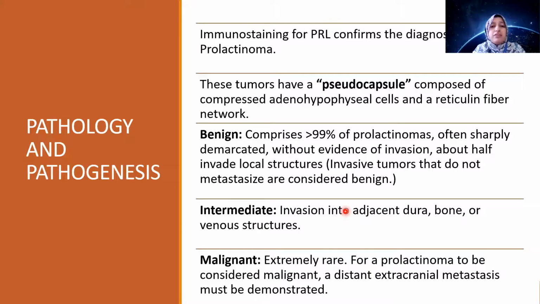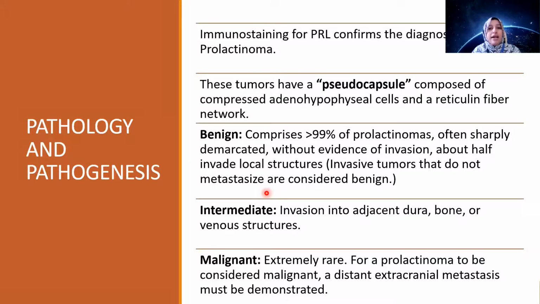Now, what is the pathology and pathogenesis of these prolactinomas? Immunostaining for prolactin confirms the diagnosis of prolactinoma, but this is not available in our setup in our country, okay? So we have to rely on the prolactin levels anyway, but this is the one which is diagnostic. These tumors have a pseudocapsule, composed of compressed adenohypophyseal cells surrounding the tumor, and there is a reticulin fiber network. The combination of these two structures makes a pseudocapsule.